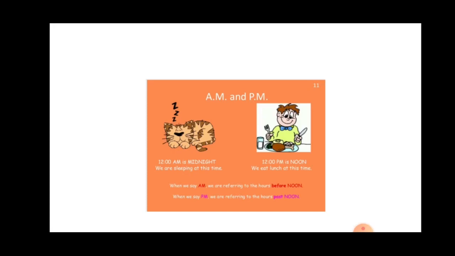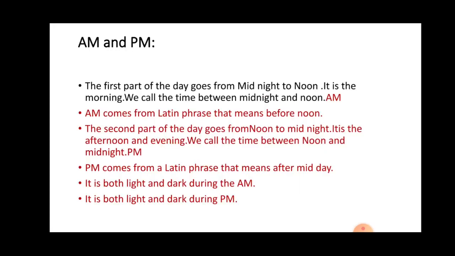AM and PM. So this is the new topic for us, AM and PM. 12 AM is midnight and 12 PM is noon. Most probably we eat lunch at this time, 12 noon. We are sleeping at the time 12 AM. This is the midnight. When we say AM, we are referring to the hours before noon. When we say PM, we are referring to the hours past noon.